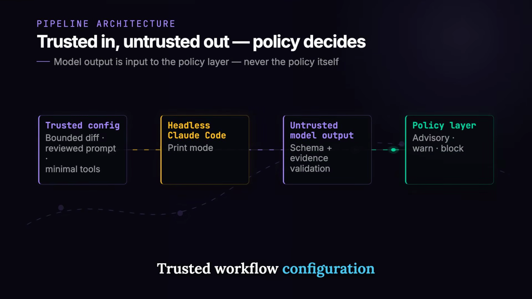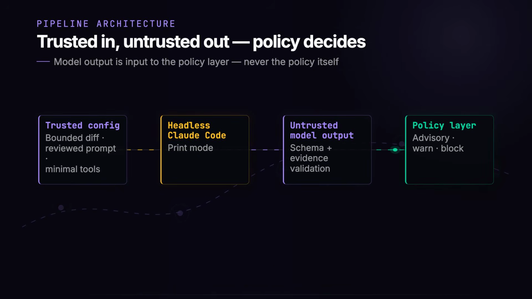Trusted workflow configuration sits at the top, feeding a bounded repository diff, a reviewed prompt, and minimal tools into a headless Claude Code process. What comes out is untrusted model output. It passes through schema validation and evidence validation, and only then reaches the policy layer. The policy layer publishes an advisory, warns, or blocks, and blocks only under explicit policy. Model output is input to the policy layer, not the policy itself.